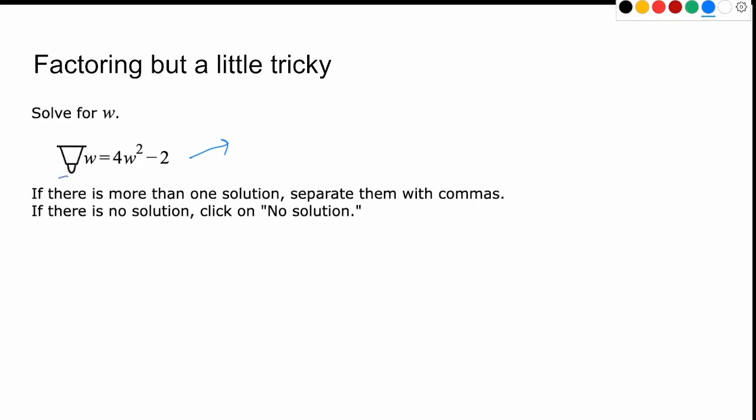So let's subtract 7w from both sides, since that seems to me to be getting rid of one term instead of two. It's a little bit faster. So then we end up with 0 equals 4w squared minus, let's put it in order, 7w, and then minus 2. Now, because the first term is not 1, it's a little trickier to figure out how we're going to do this.